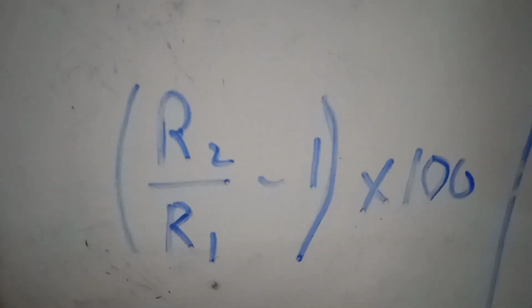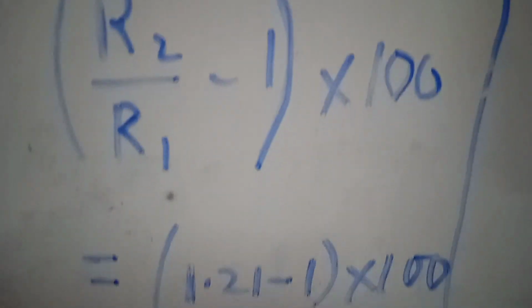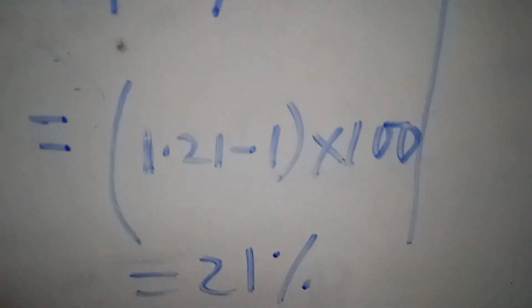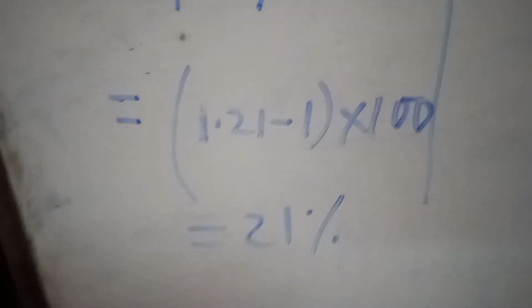So R2 is increased to 1.21 into R1. Now how much is it increased? By R2 by R1 minus 1, into 100. So it is 1.21 minus 1, into 100. So 21% is the answer. Thank you, sir.